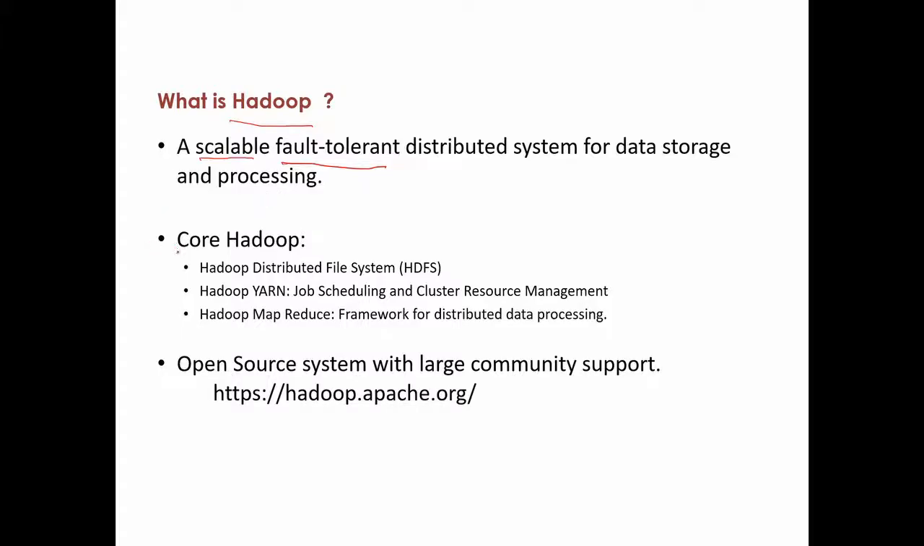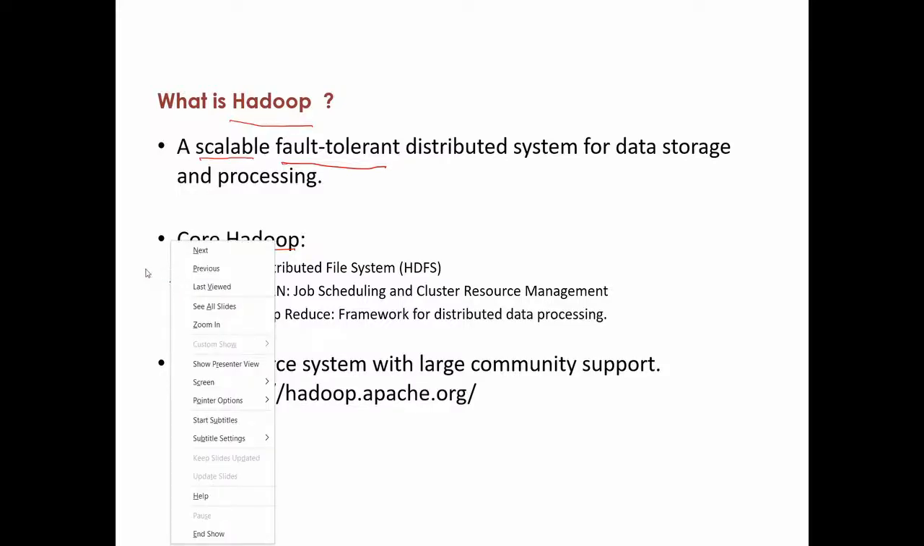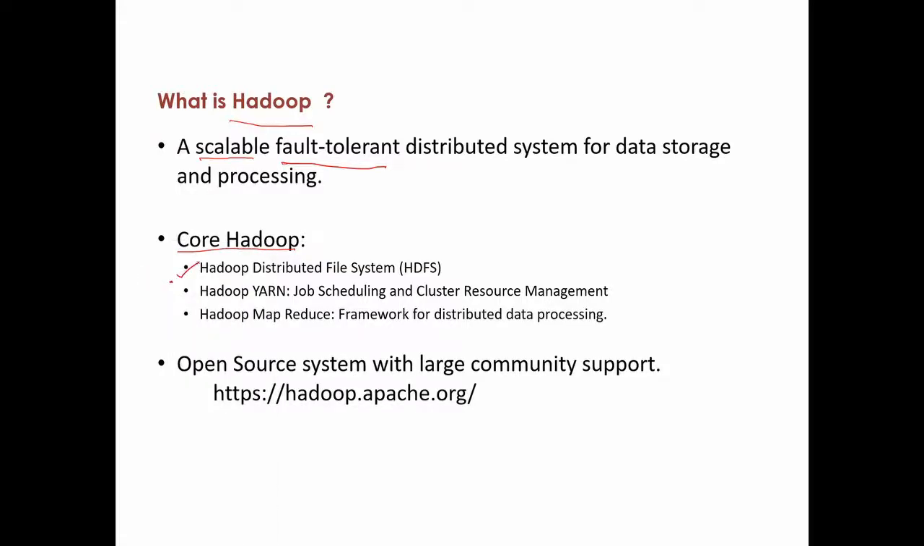Hadoop has three core components. The first core component is the Hadoop Distributed File System that we discussed. The second core component is YARN, which stands for Yet Another Resource Negotiator.